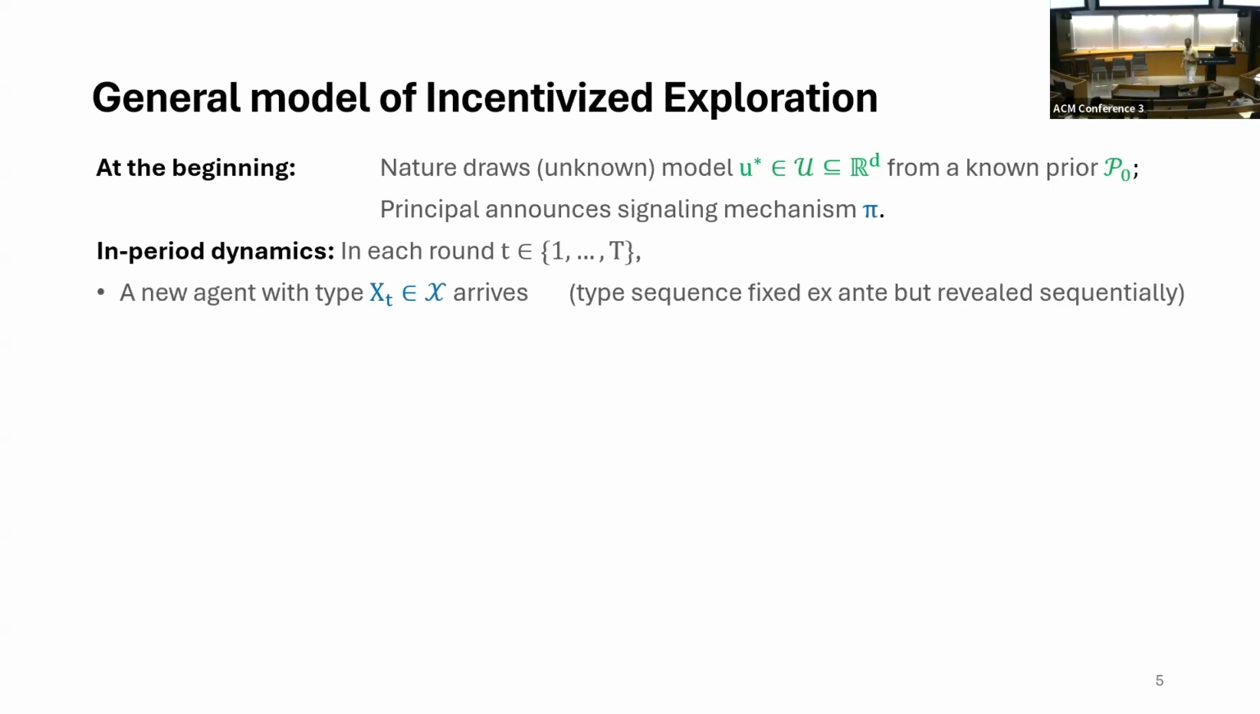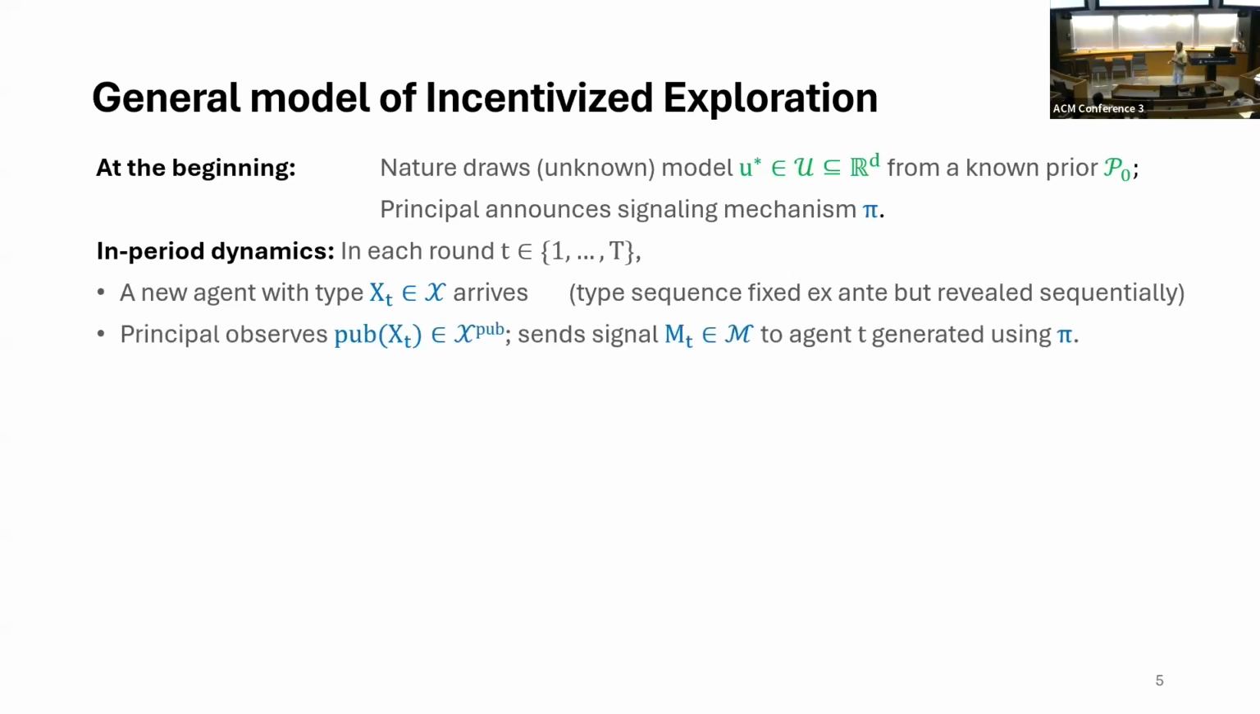In each round T, a new agent with type X_T arrives. Now, these types are not adversarial. They're essentially fixed ex ante, but only revealed sequentially. So, in principle, our model can handle oblivious adversaries. The principal observes the public type of the agent arriving in round T, and based on that, it generates a signal M_T using the policy pi.